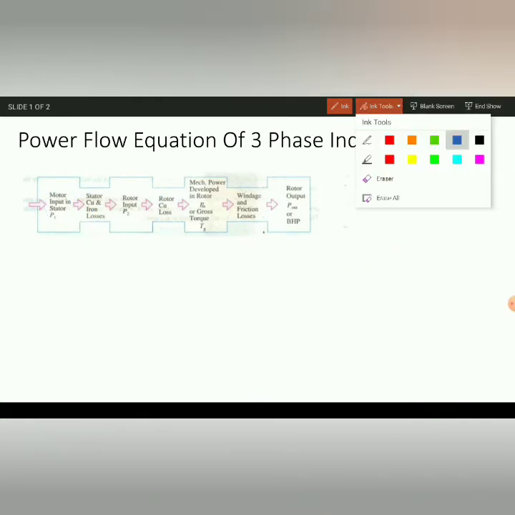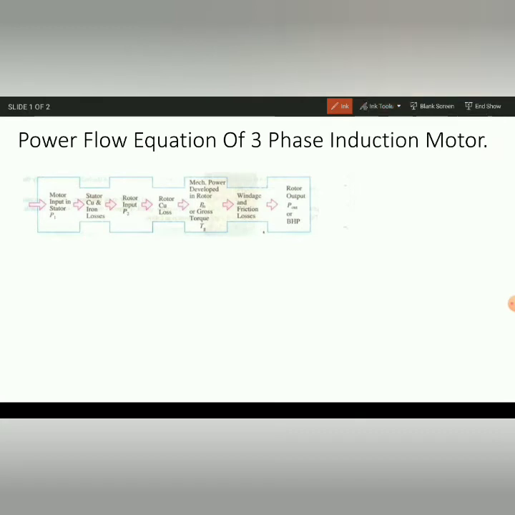First, what is the power we are giving here? Electrical power. We know it is three phase, so P1 equals root 3 VL IL cos phi, or cos theta. P1 is done.